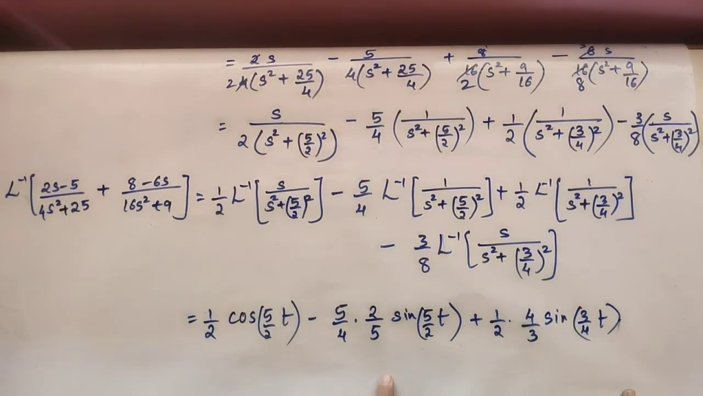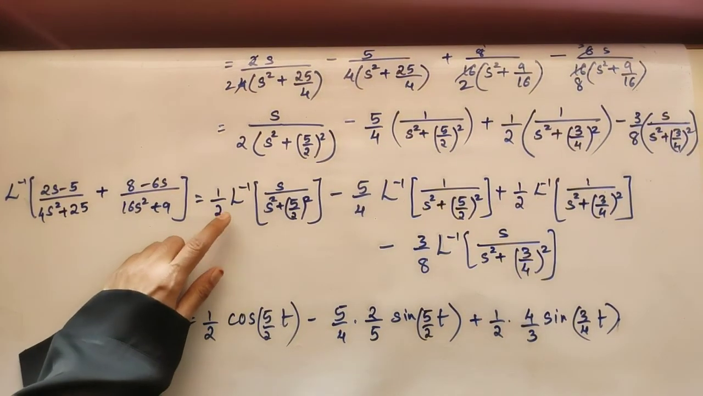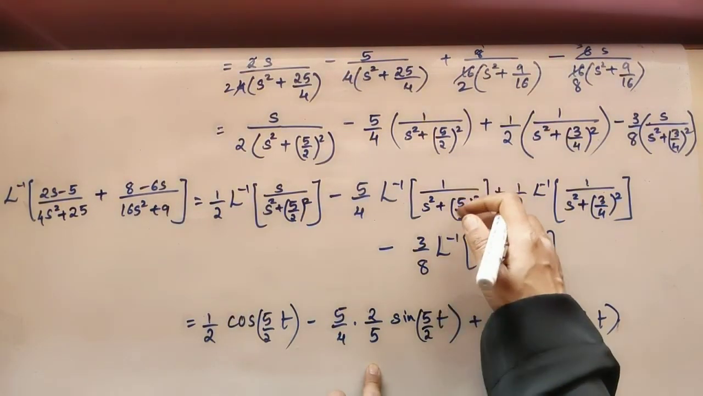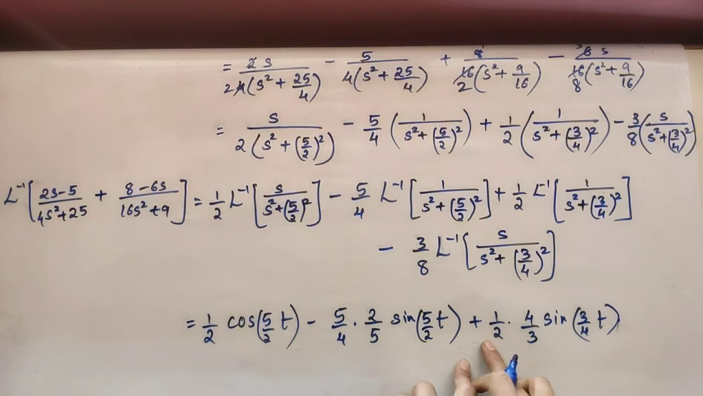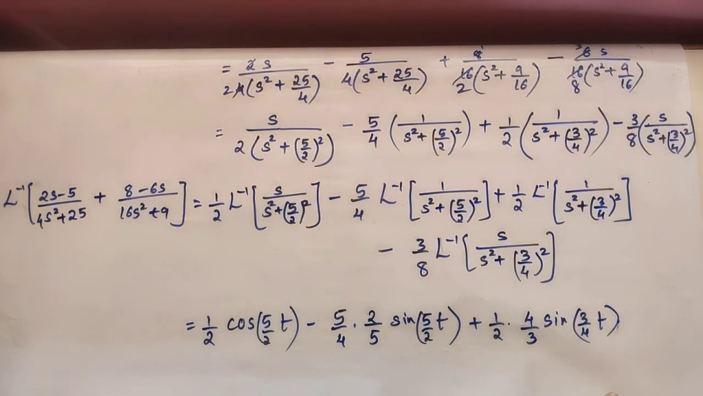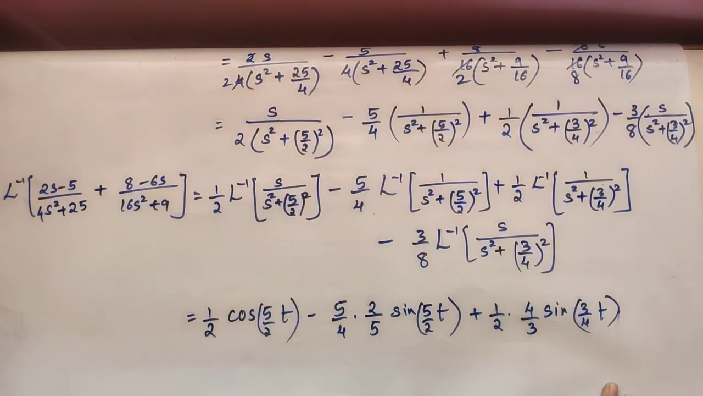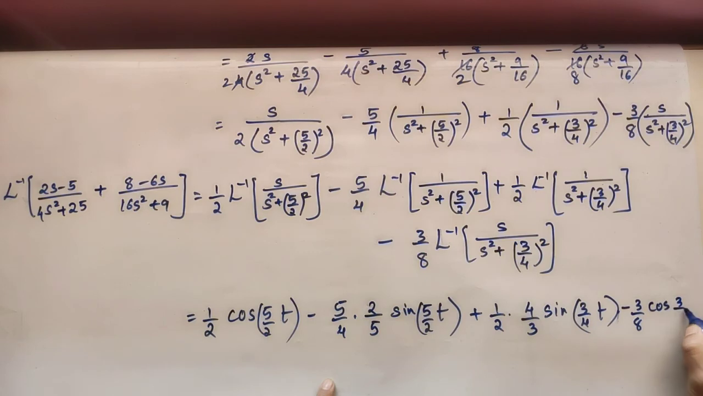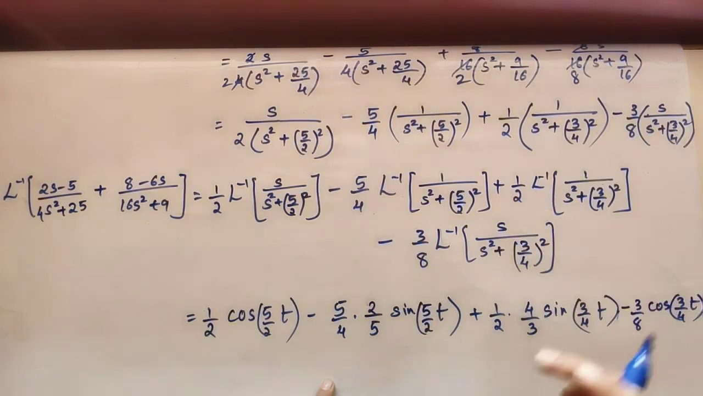I hope it is seen. Yes, see once again. The inverse Laplace transform of this, you can write it like this. Minus 5 by 4, L inverse of this, you can write it like this. Plus 1 by 2, L inverse of this, you can write it like this. I have already explained it. Maybe it was not seen on your screen, but now just see here. It's clearly seen. Minus 3 by 8, L inverse of this is nothing but cos of 3 by 4t, because it is s divided by s square plus 3 by 4 square. So if you want, you can further simplify this.